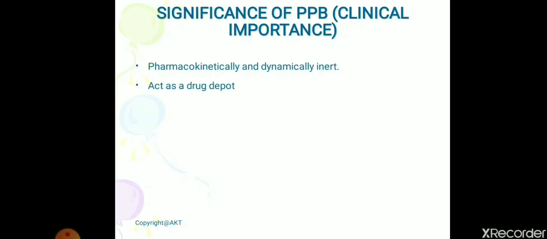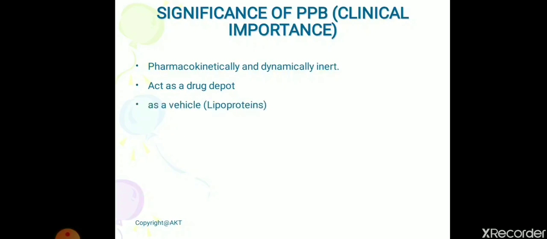The drug which is bound to plasma protein will act as a depot, because only the free drug present in the blood is able to enter the tissue compartment, and the bound drug remains in the blood circulation. So this will maintain an equilibrium between the free drug and the drug bound to plasma protein. When the free drug enters the tissue compartment, the concentration of free drug in the blood reduces. So the drug bound to plasma protein will be released, and the equilibrium will be maintained. Again, the free drug will move into the tissue compartment, and again the bound drug will be released, and the free drug concentration will be maintained. So that acts as a depot. They slowly release the drug into the circulation from the plasma protein bound state.